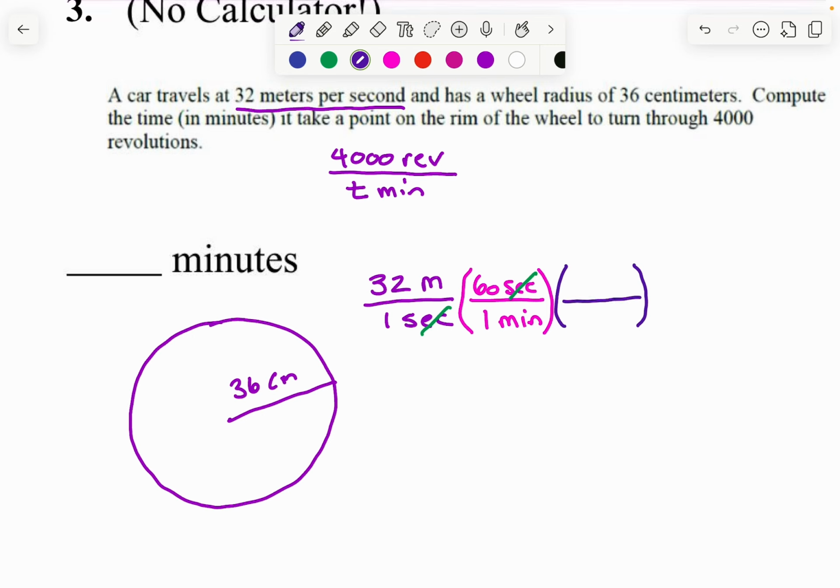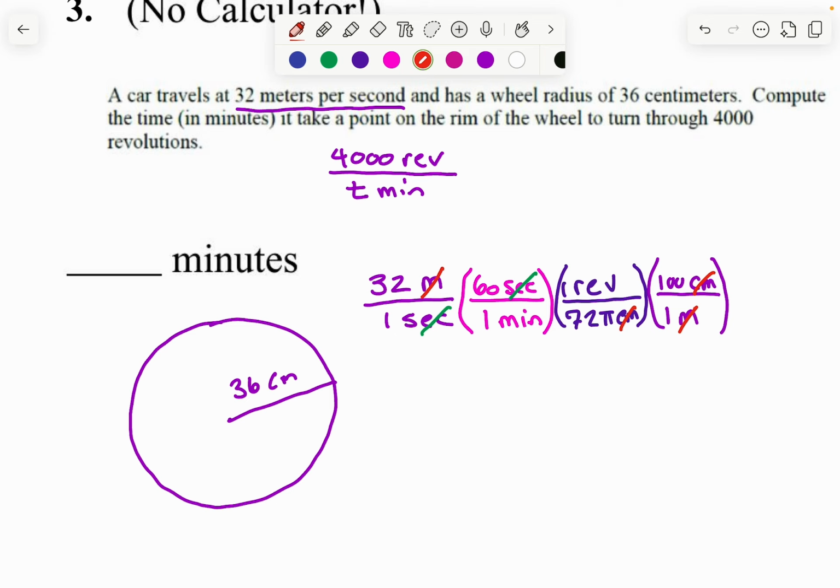Okay, now I need revolutions up here, so I need 1 revolution, and that's worth the circumference, which is 72 pi centimeters. Now at this point, you're probably looking to cancel something, and nothing canceled because my distance was in meters and the radius was in centimeters. So if that ever happens, it's fine. Just do one more conversion by converting centimeters to meters, and that is 1 meter is worth 100 centimeters. So now we can cross those off, and I can cross this off. And if you notice, I've got my answer now in revolutions per minute.